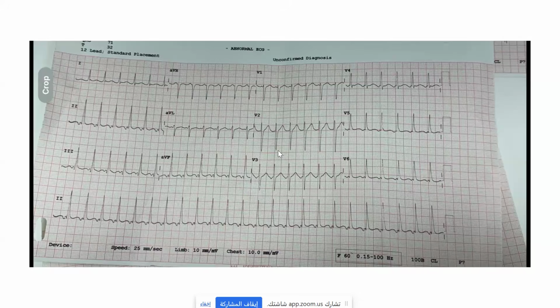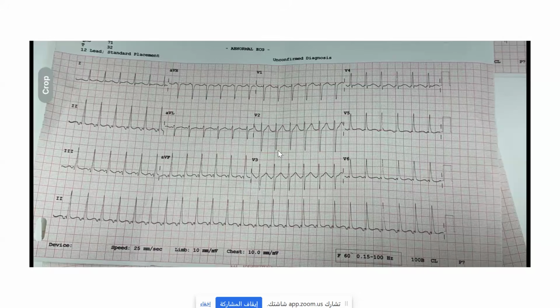Is the ECG paper red or green? Yes, red. So read it well, look at it very well. Short PR? No, I don't agree with you. Short PR interval, yes. Okay.